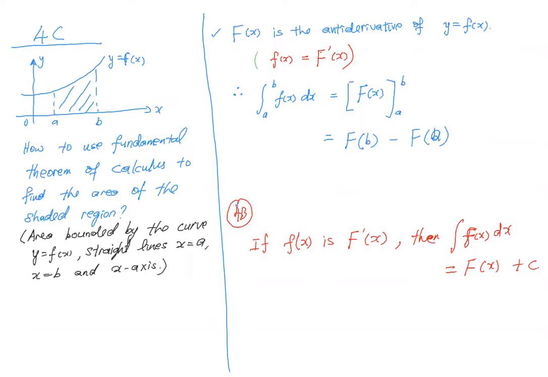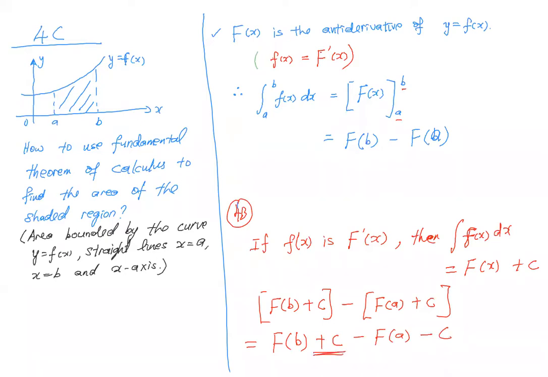Okay, why over here I don't have to put a plus c? The reason is because you have a limit, you substitute. So look at this case. If I substitute F(b) plus c, I take away F(a) plus c. You see what happened? So the c cancels off. So the constant, you see or not? So that's why this is a fundamental theorem.